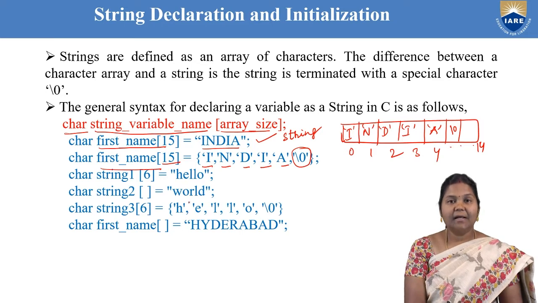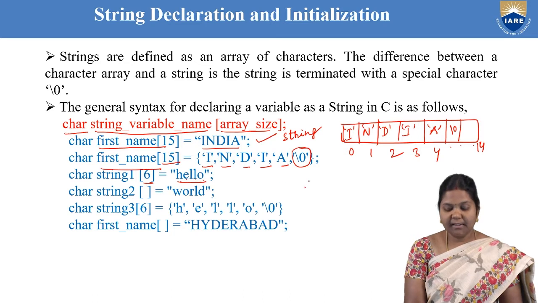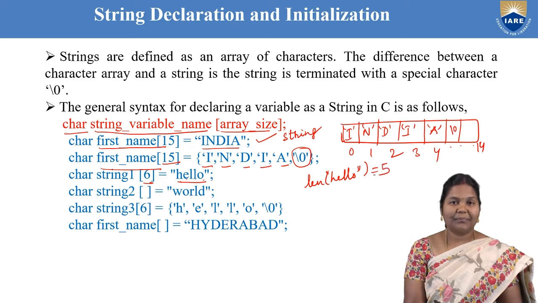Okay. Next, let us read another string. String 1 of 6 is hello. Can you see what is the length of this string? If you observe, the length of the string hello is only 5. But why have you written the size as 6? Because the null character has to be inserted by the compiler. So whenever you are declaring the size of the string, you have to give one extra. So hello requires exactly 5 characters plus 1 null character, so a total length of 6 is required.